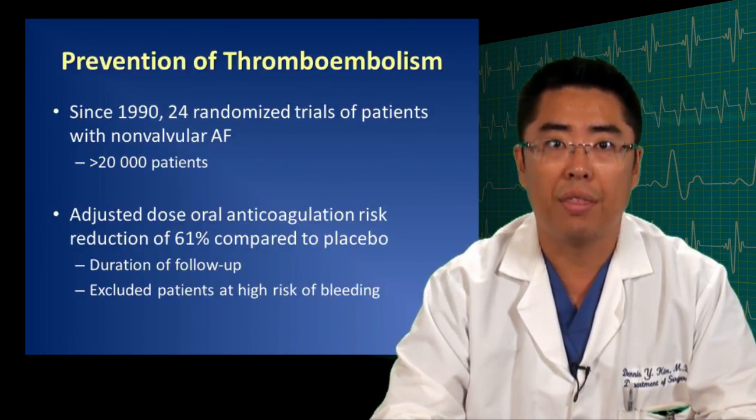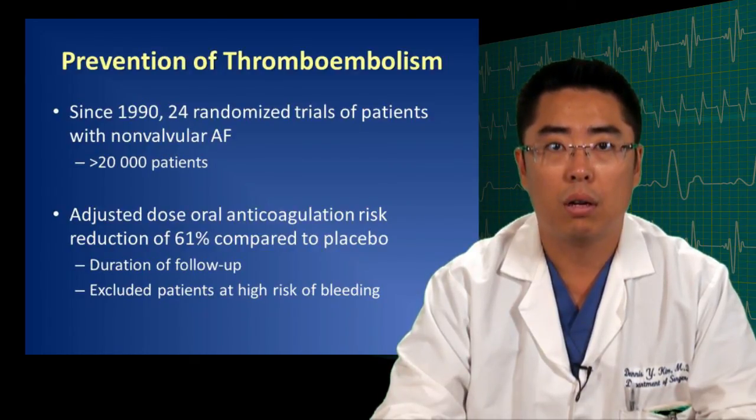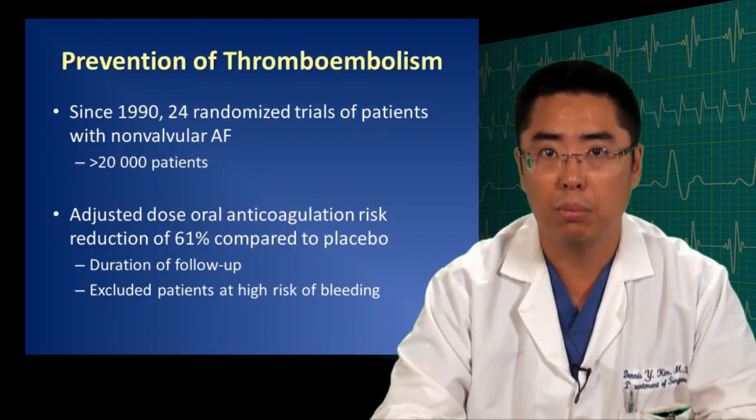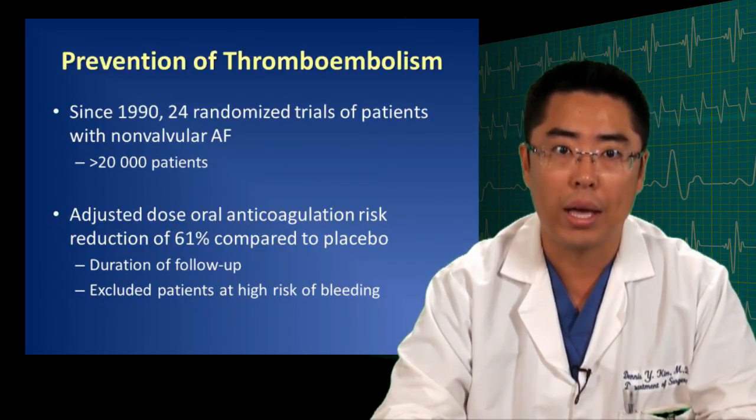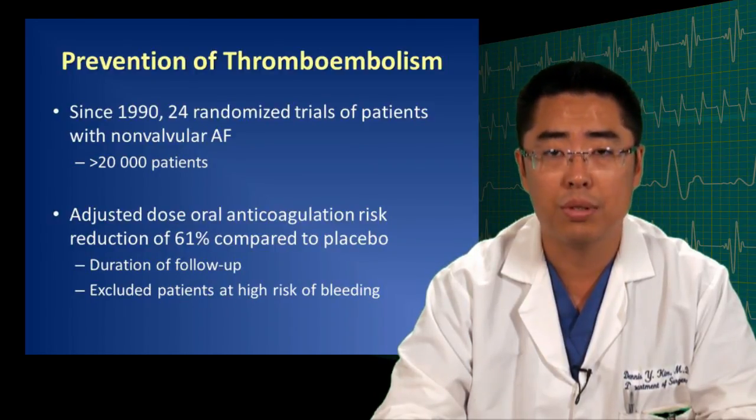In terms of overall therapy for the prevention of thromboembolism, there are a significant number of randomized trials that have been published since 1990 in patients with non-valvular AFib, totaling more than 20,000 patients. Overall, the consensus appears to be that adjusted dose oral anticoagulation leads to a risk reduction of stroke of 61% compared to placebo.